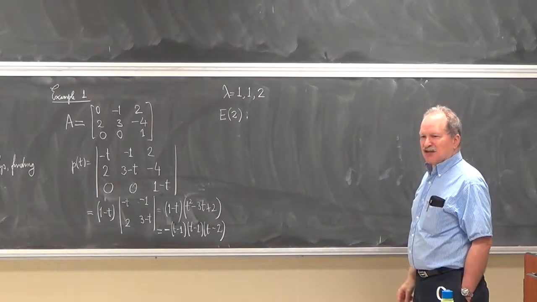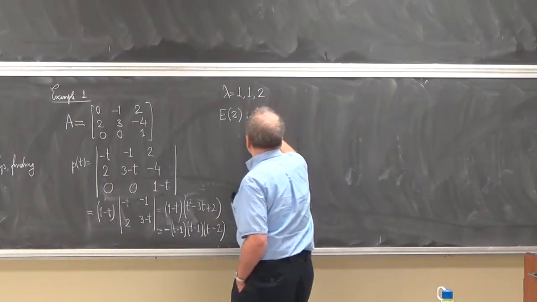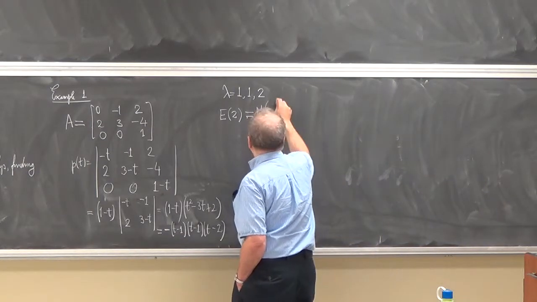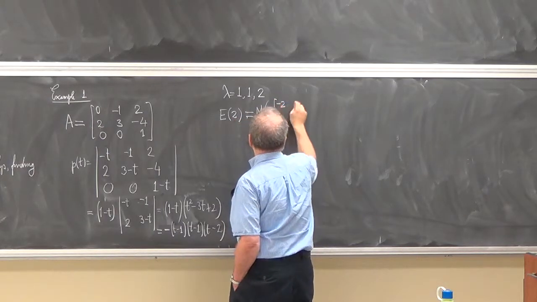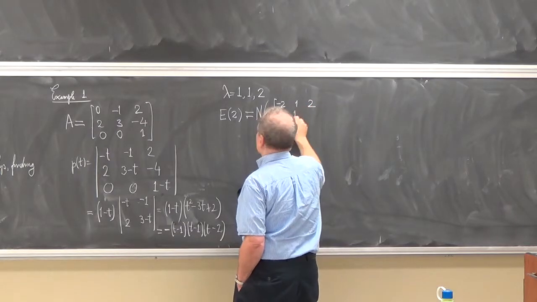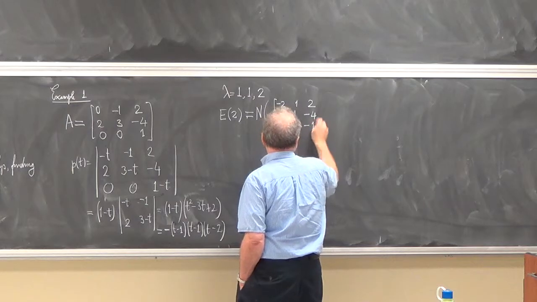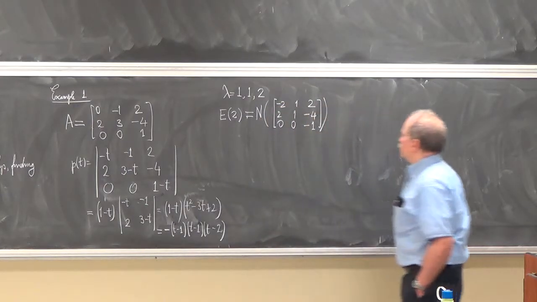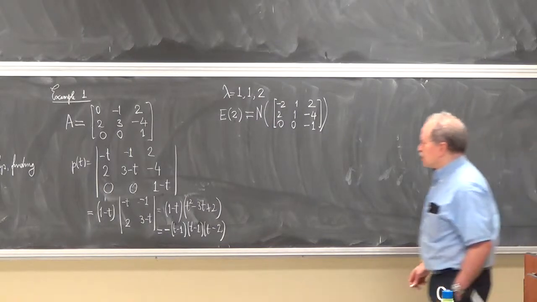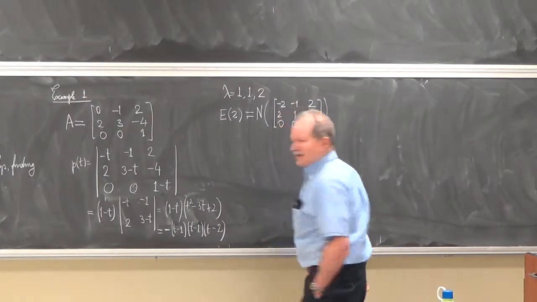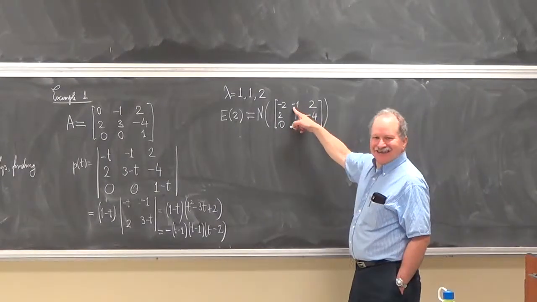Anybody can do it by inspection? I don't think I can. Can you just look at that? I can't do it. So I want the null space of what I get when I subtract 2 times the identity. Something's wrong. I made a mistake somewhere. There's the mistake. Thank you. Where was it? Sorry. It's a negative thing. Okay, thanks.